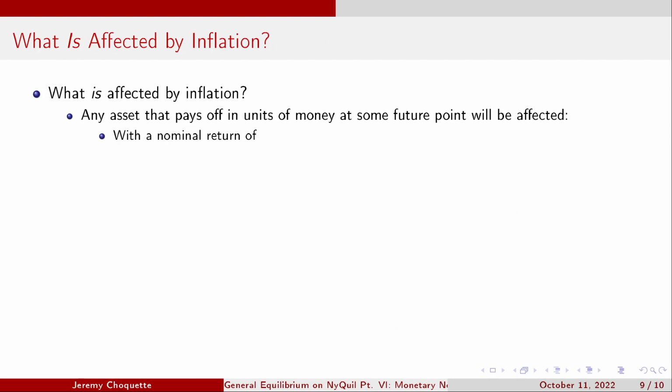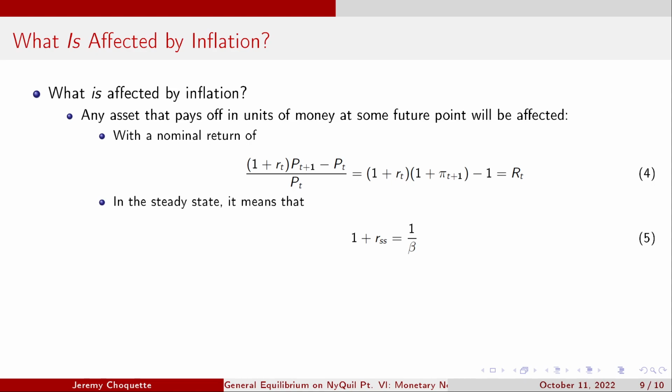So what is affected by inflation? Well, any asset that pays off in units of money at some future point is going to be affected by inflation. So with this nominal return that we saw in the previous slide, the Fisher equation, in the steady state, what it means is that 1 plus the real interest rate is going to be equal to 1 over beta.